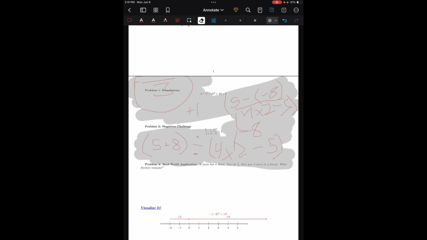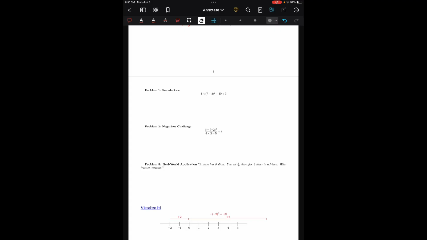Alright, let's move on. So, real world application. A pizza has 8 slices. So we have a pizza. Let's do it the visual way this time. 8 slices. Sorry, my slices aren't the best. 8 slices. You eat 1/4, then give 2 slices to a friend. What fraction remains? So this is obviously a fractions problem.